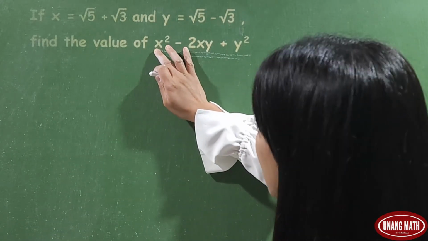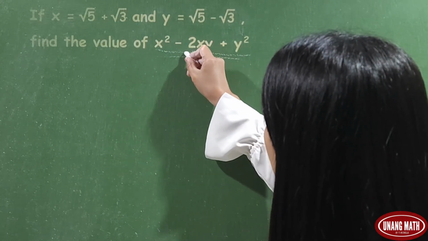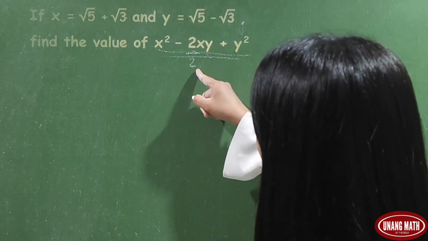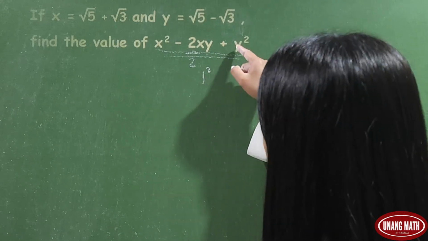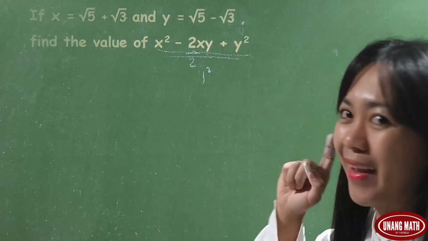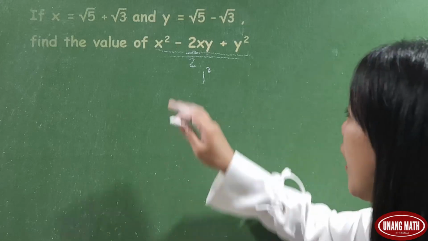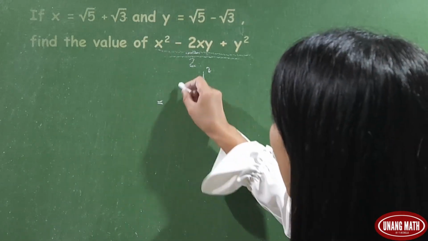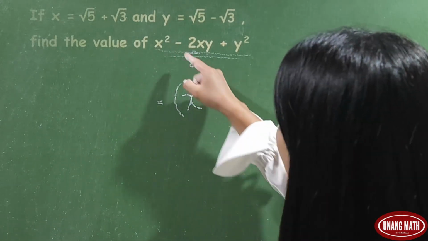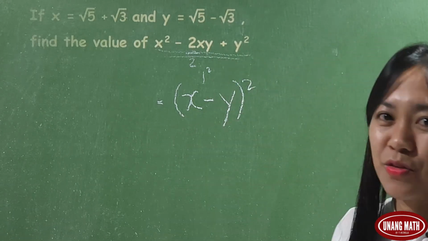Okay, since the coefficient of x squared is 1, the middle number divided by 2 is 1. And then 1 squared should be equal to this term. And it's correct. It's equal to this term. So this is a perfect square trinomial. So if we are going to factor this out, this is then equal to x minus y squared.